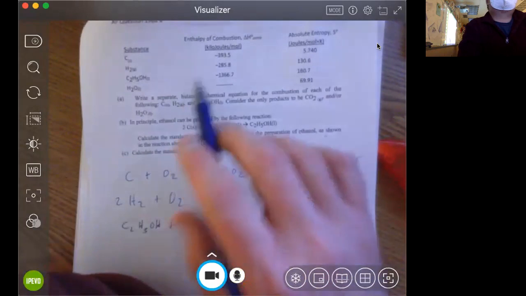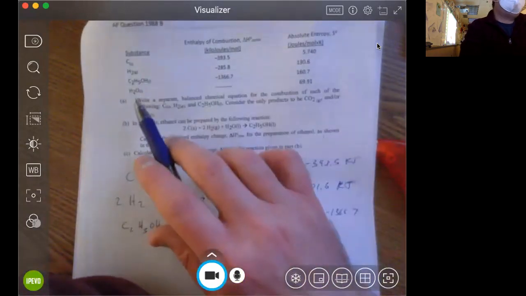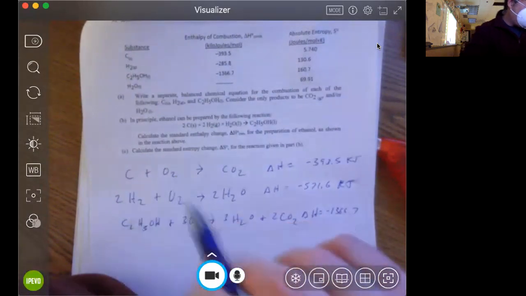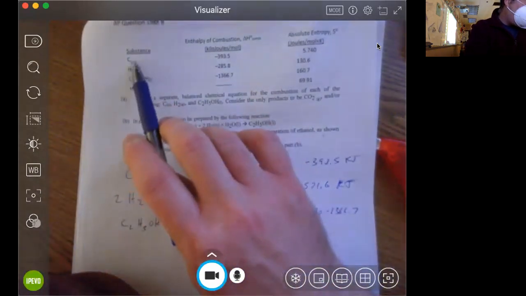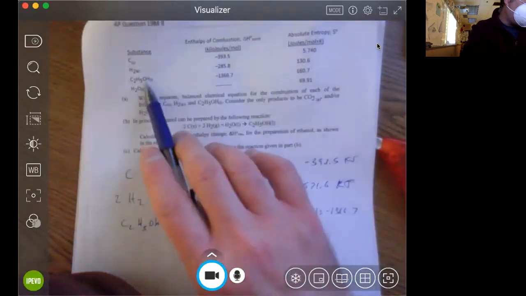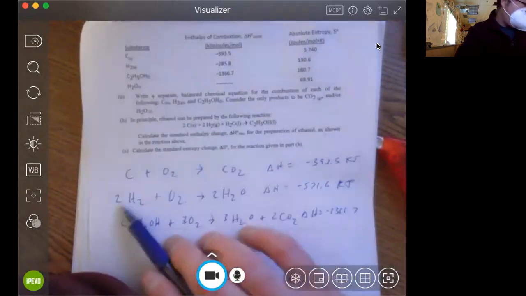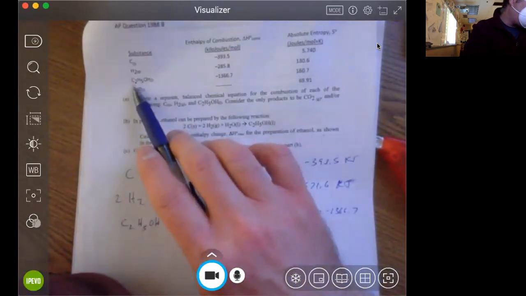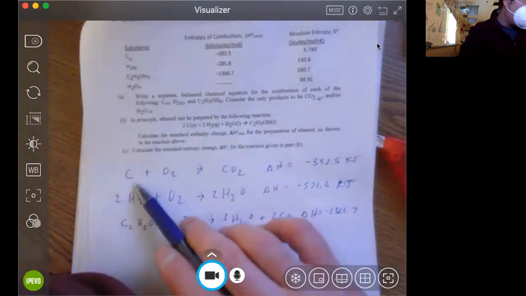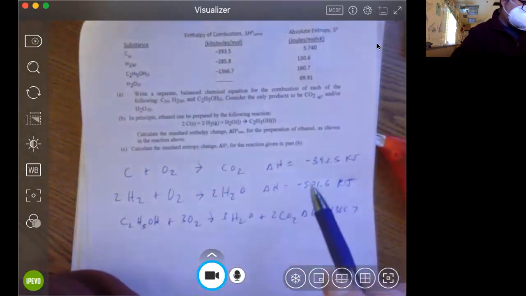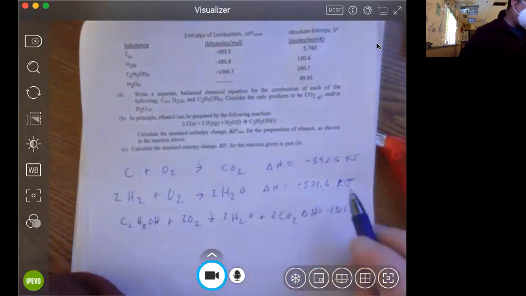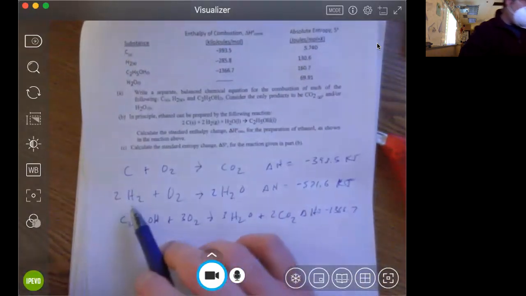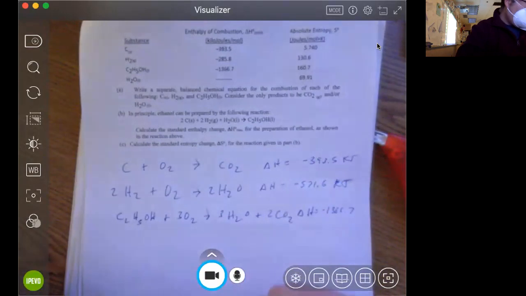So the fact that this is kilojoules per mole, and we have 2 moles of H2. Whenever I balance this, I put a 2 there. But keep in mind, this is referring to the number of moles for the substance. Here we have 1 mole of C2H5OH, 1 mole of C. So that's the reason why we multiply this one by 2: this is for 1 mole of H2, but we actually have 2 moles whenever we balance it. Questions there?